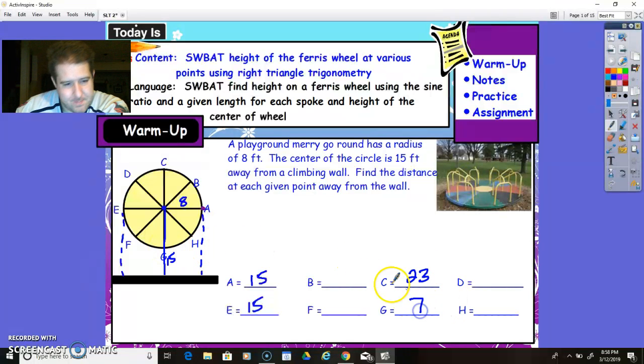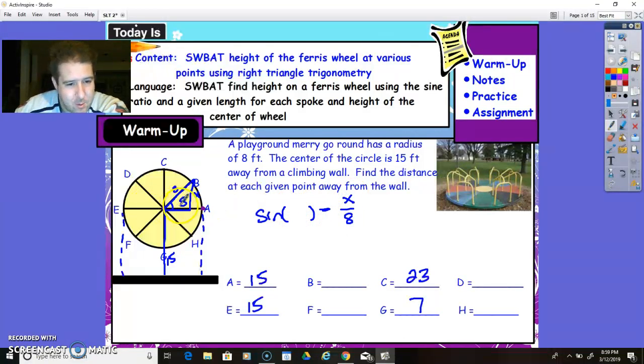So G is 7. Now, in order to find the height of position B, what I need to do is find the height of this right triangle. So if I can find this angle, and I'm trying to find the height of this triangle, and I also know that this radius is 8, because the radius is the same length in all directions. So therefore, sine of this angle is equal to x over 8. So I just need to find what that angle is.